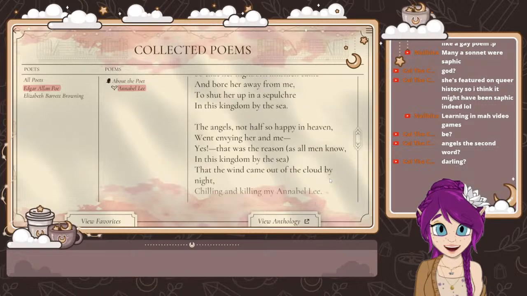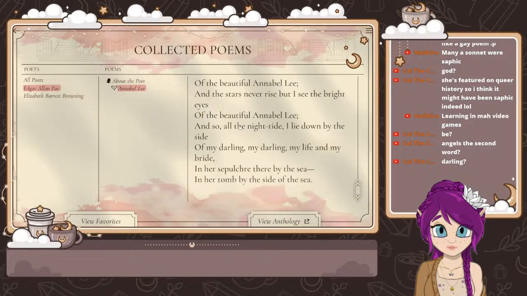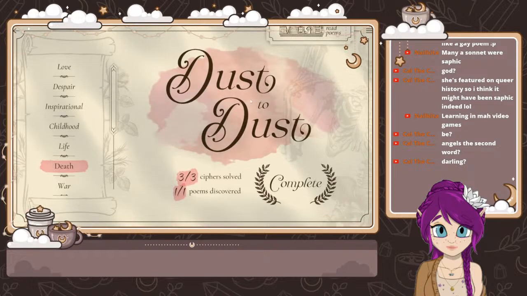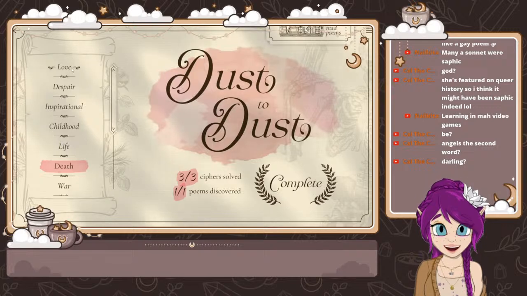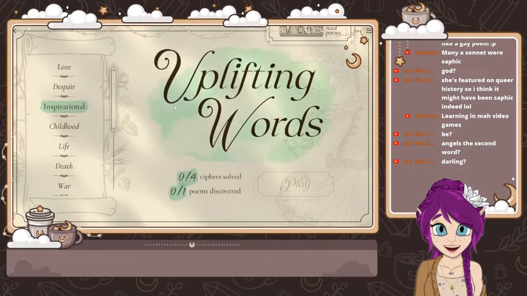It's cute. I wonder if in the full game we get the entire poem as a puzzle, because we only got chunks of it. That was cool. Let's see. We did love. We did death. Inspirational? Uplifting words. Let's try this one.